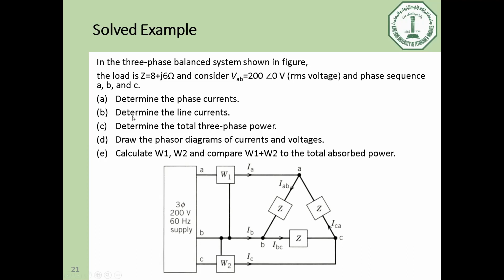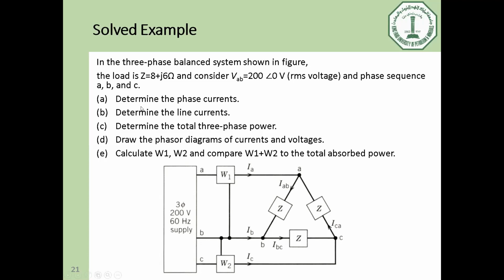Also, it's required to calculate the line currents. Here, because of the delta connection, the line currents will be different from the phase currents. Also, find the total three-phase power. Calculate the power for the three phases. Draw the phasor diagram of currents and voltages together, and calculate the reading of W1 and W2. And this part will be discussed next class, inshallah.